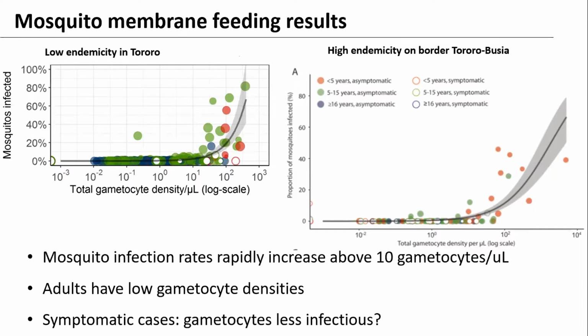Now, these two graphs really, the one on the left is the low endemic area, and the one on the right is the border area. So we did studies in these two areas with participants from those two areas.